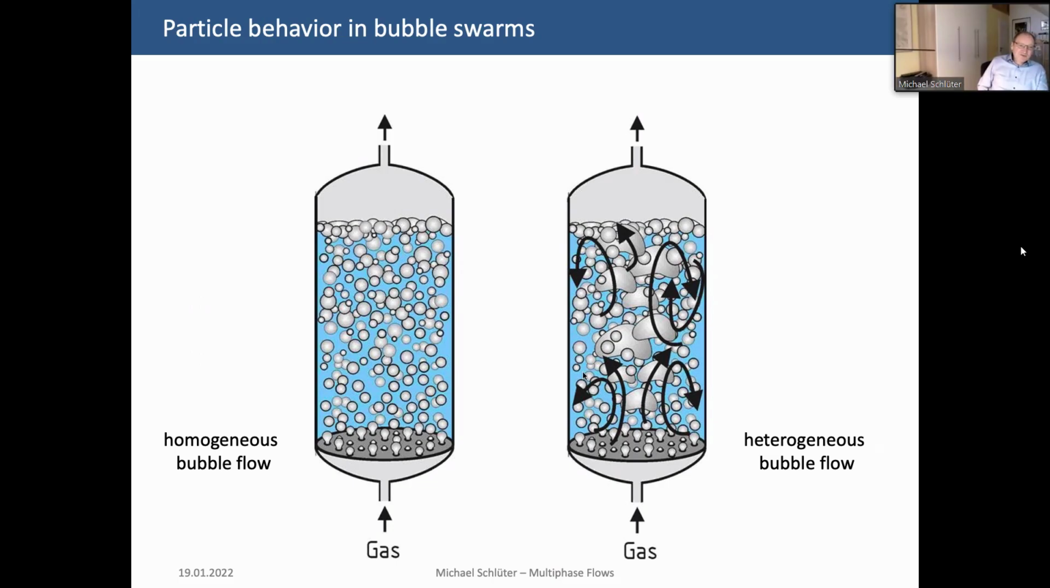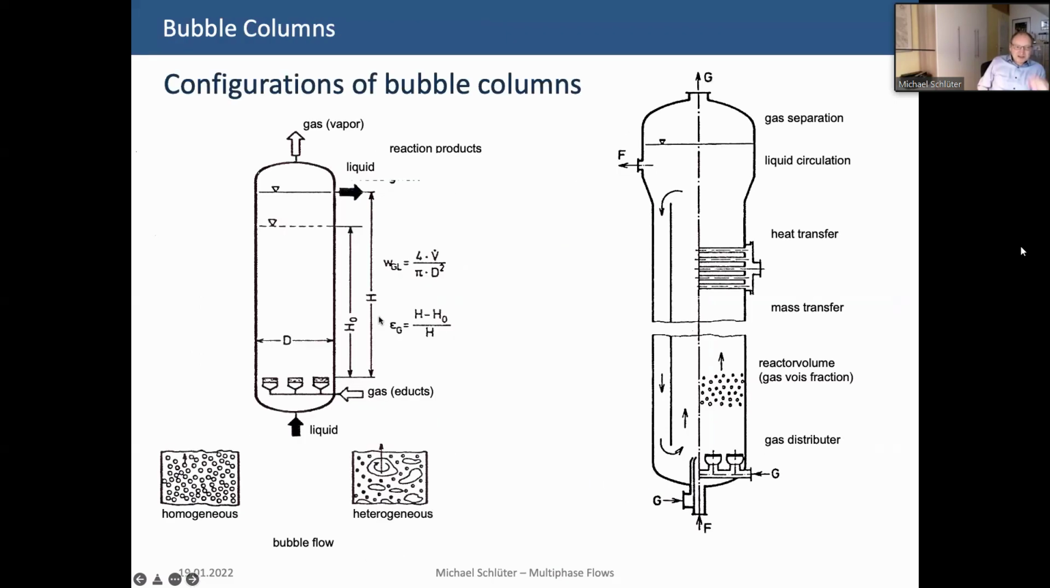For heat transfer, to bring the heat away, it's better to have strong mixing, because then you bring the heat by convection more strongly to the walls, and you have a more homogeneous temperature distribution compared to the case where all the liquid goes more or less straight upward. So you have much better homogenization if it's heterogeneous. But related to mass transfer, it's more efficient to have the homogeneous regime, because you have a higher area-to-volume ratio.